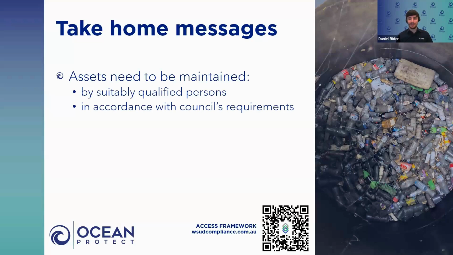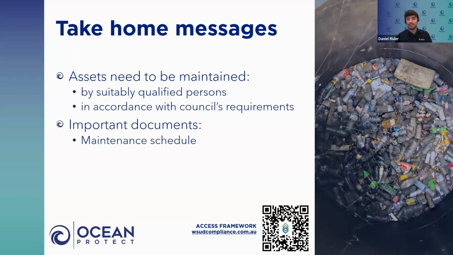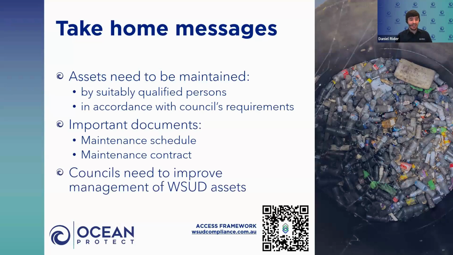So making sure that it's being maintained in accordance with what council requires. Some important documents to look at would be the maintenance schedule outlining how to do the maintenance. Then there's the maintenance contract that outlines that things will be done in accordance with that maintenance schedule. And then councils really do need to look to improve management of WSUD assets. It does seem to be something that people are working towards now. However, it is something that the industry has been struggling with for a long time.